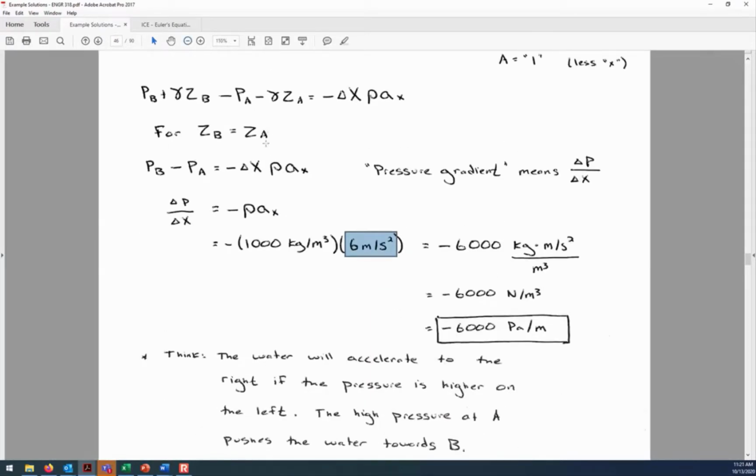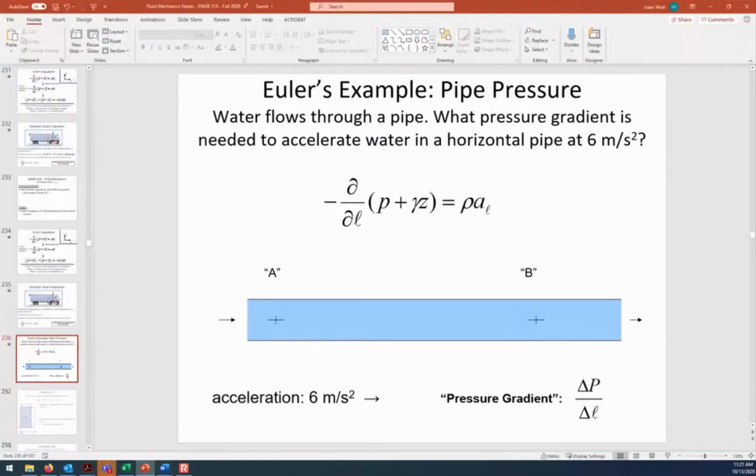So any questions about this example where we were looking at a local acceleration inside of a pipe? So the pipe was stationary, but the water was moving. Euler's equation applied here because of a local acceleration. Peter, have you got a question?